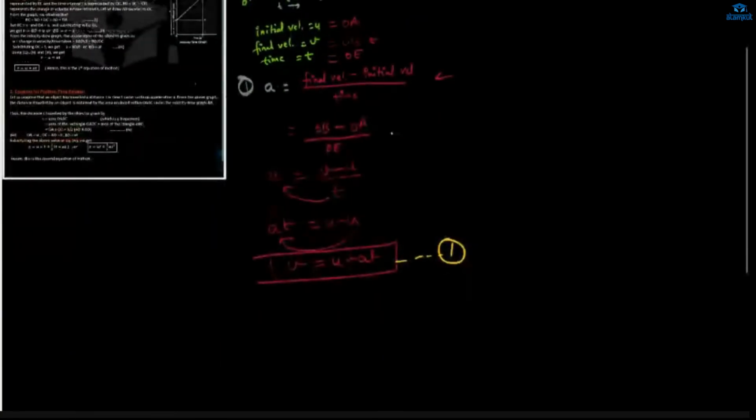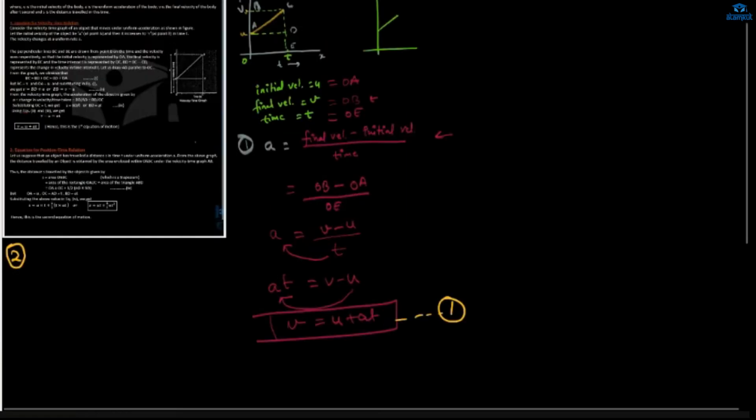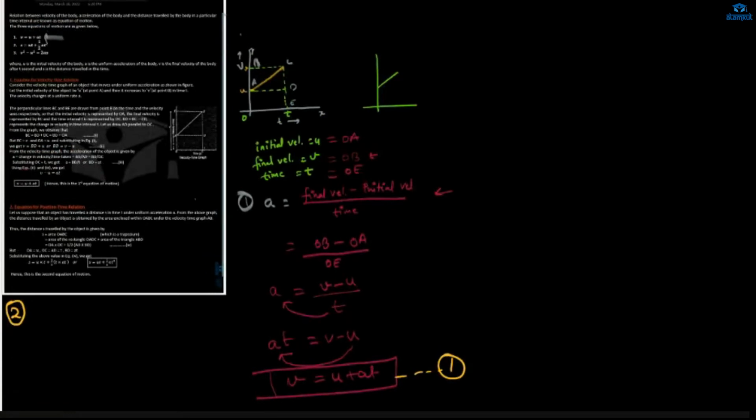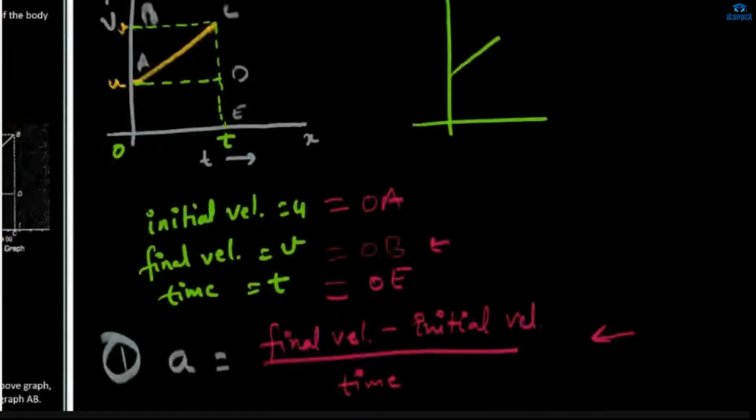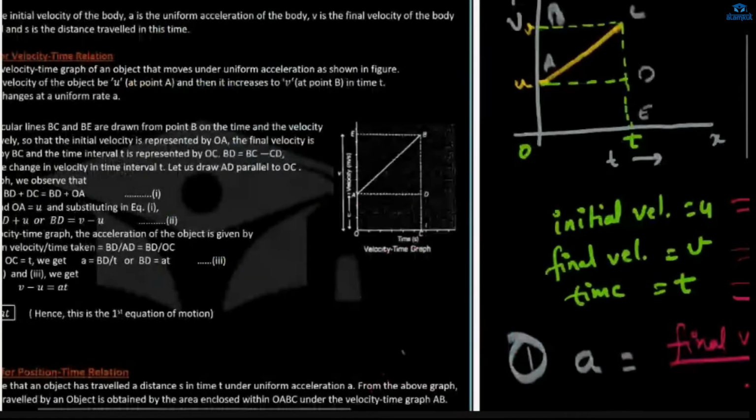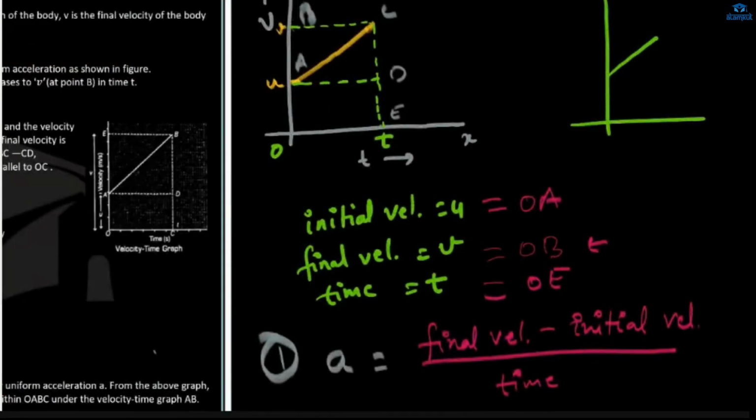Now for the second equation of motion, we have to think about distance. The area under the v-t graph tells us about the distance, and in the second equation of motion, all we need is distance. Now how to find the distance? See, what is the area under this v-t graph? Our main graph is this. So what area can we get from this graph?